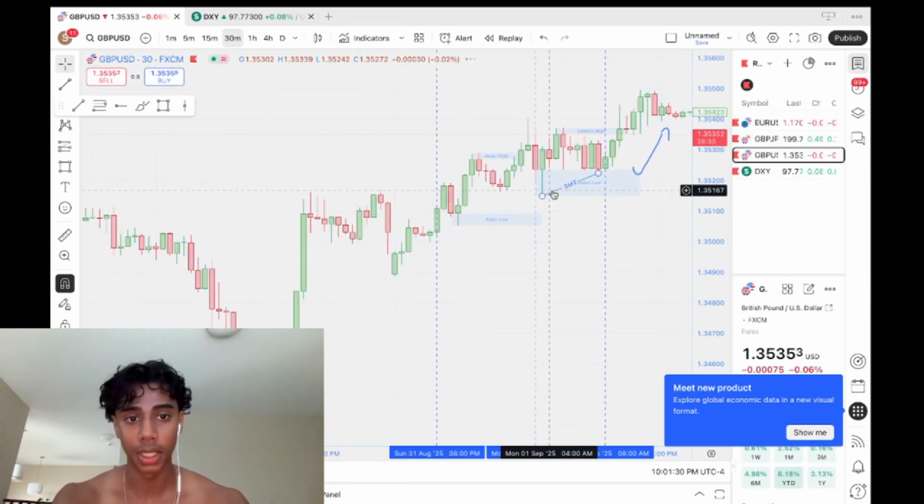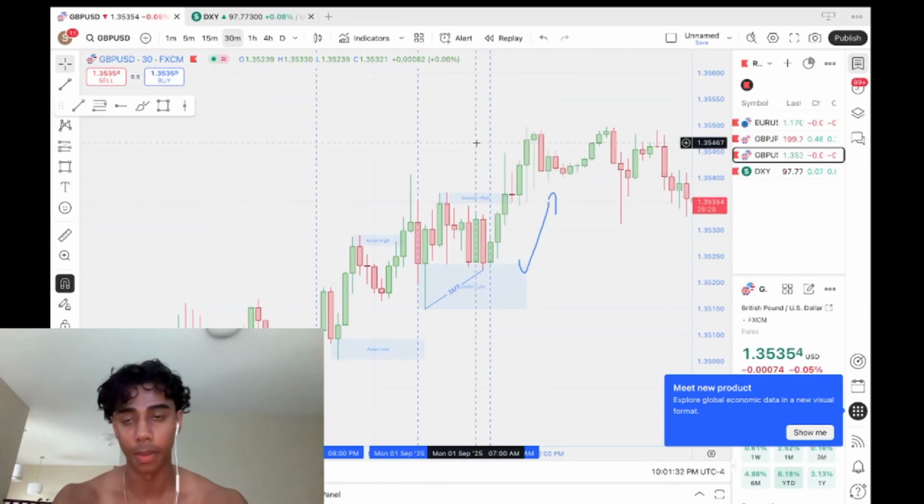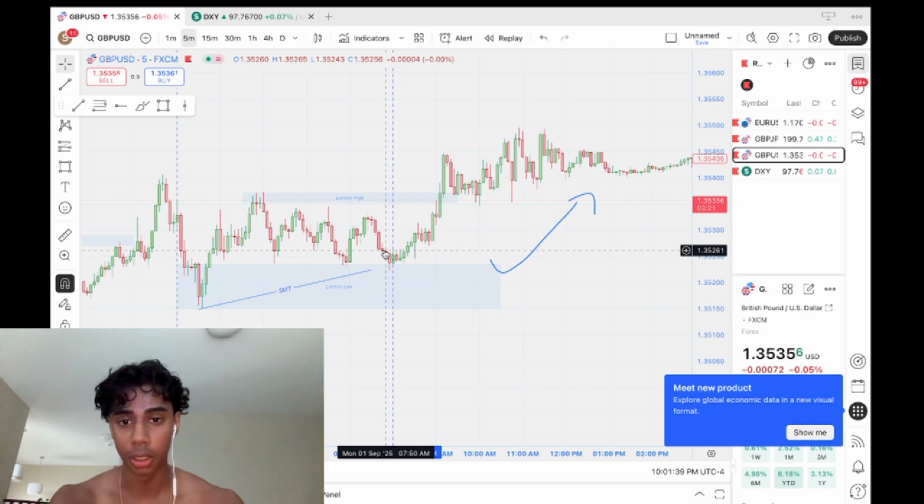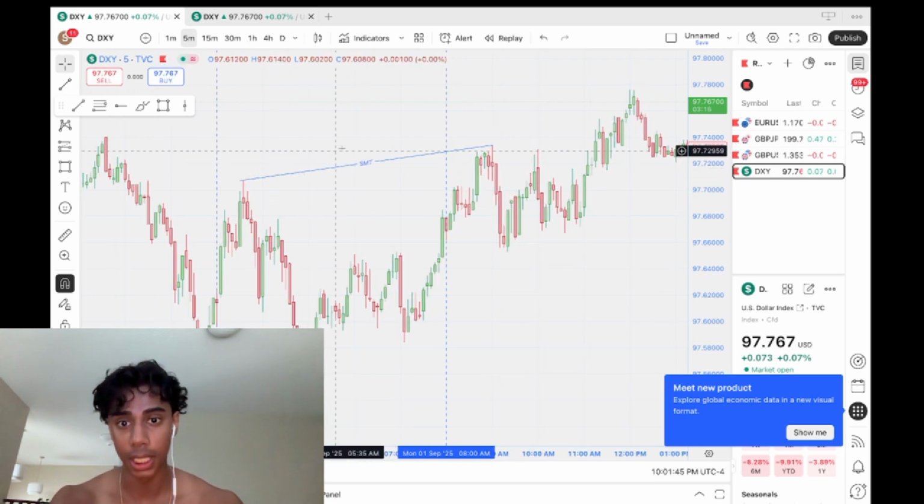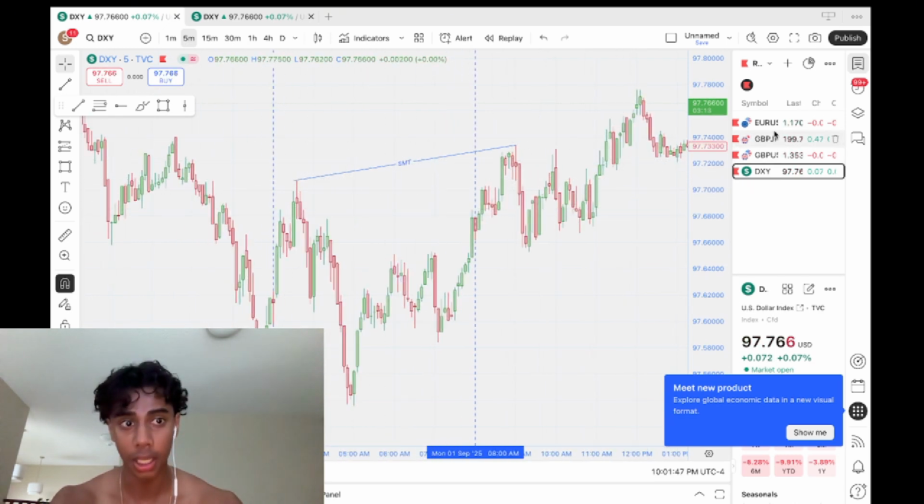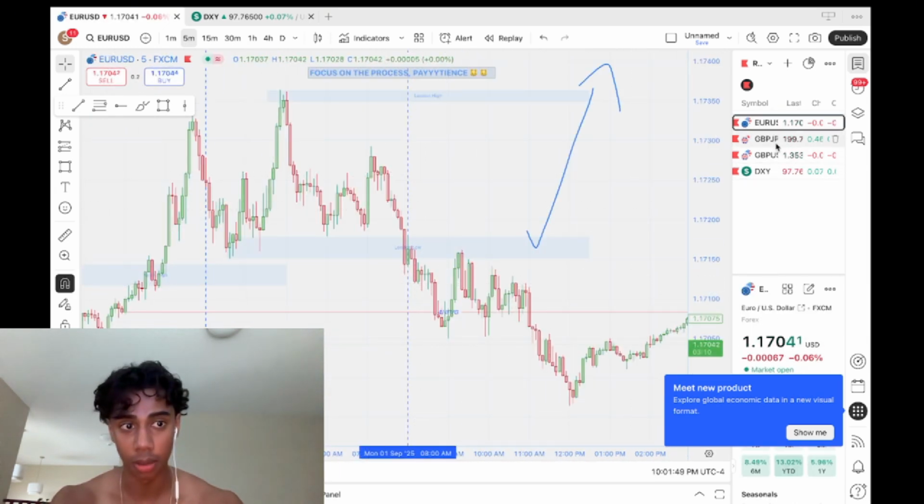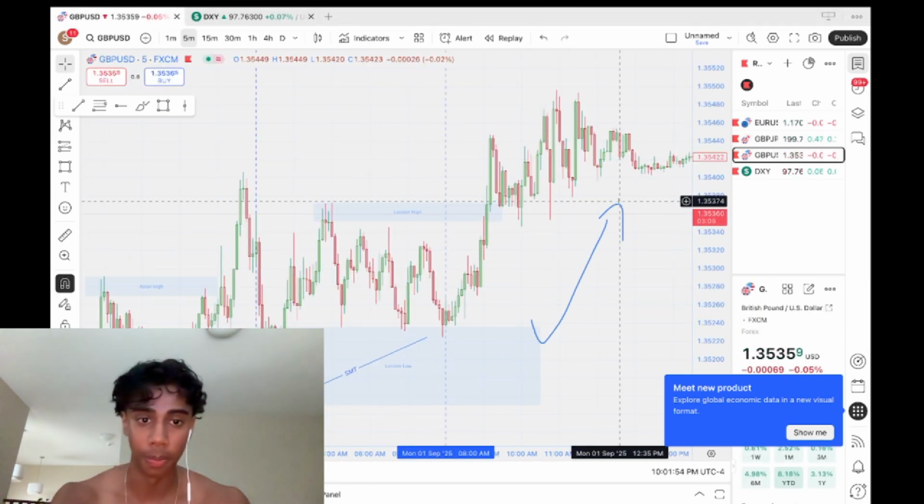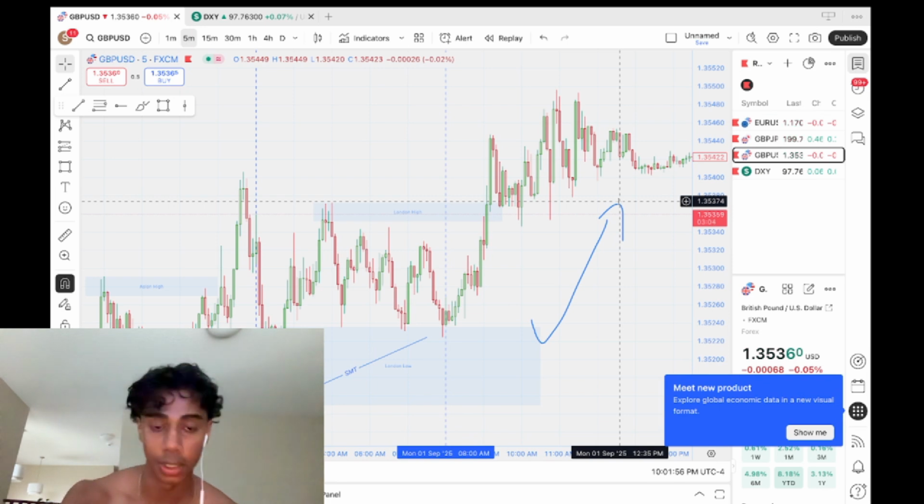Now with GBP USD, what I was saying is that, yeah, boom, we don't actually fully take out the London low. But according to this SMT, if you will, we should be willing to take longs off of this because we're seeing confirmation. Because the DXY was able to take out that high, and the Euro USD was able to take out that low. So GBP USD should be able to move up because we don't need to take out that London low. I feel like that's literally what SMT divergence is. I feel like that's the entirety of it.